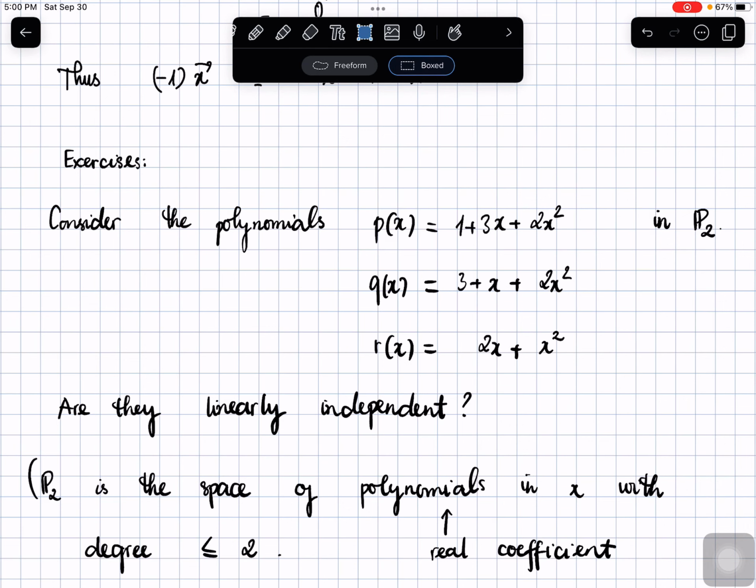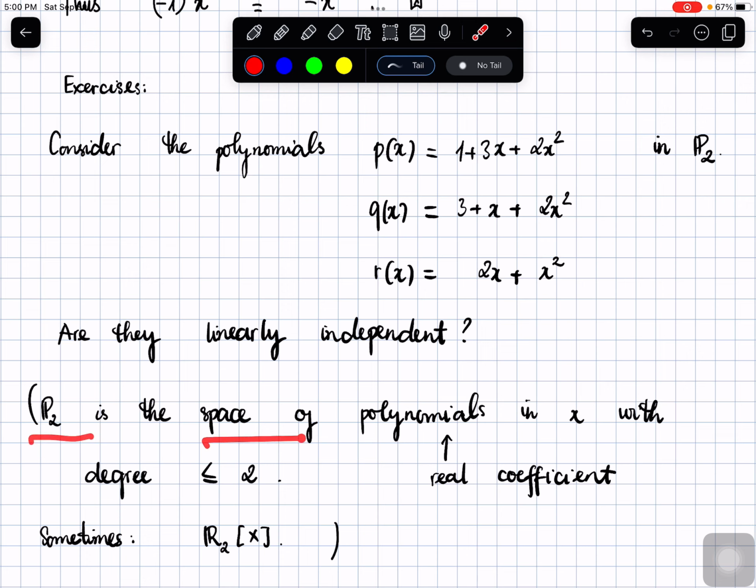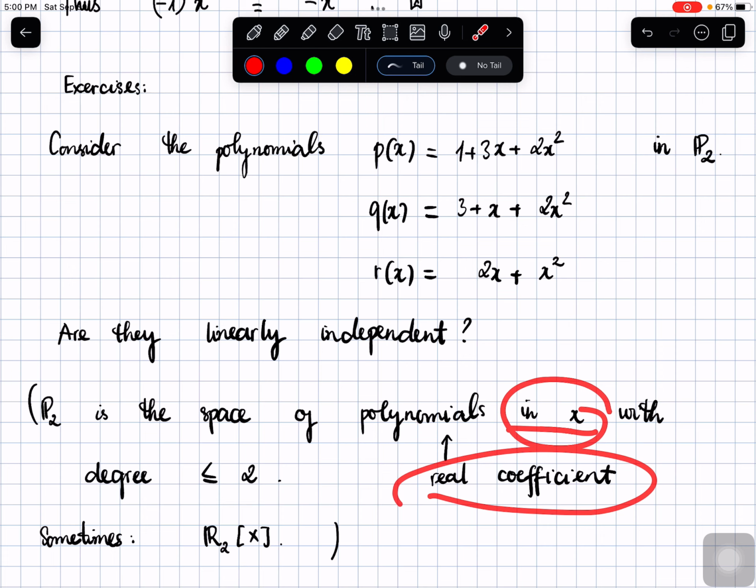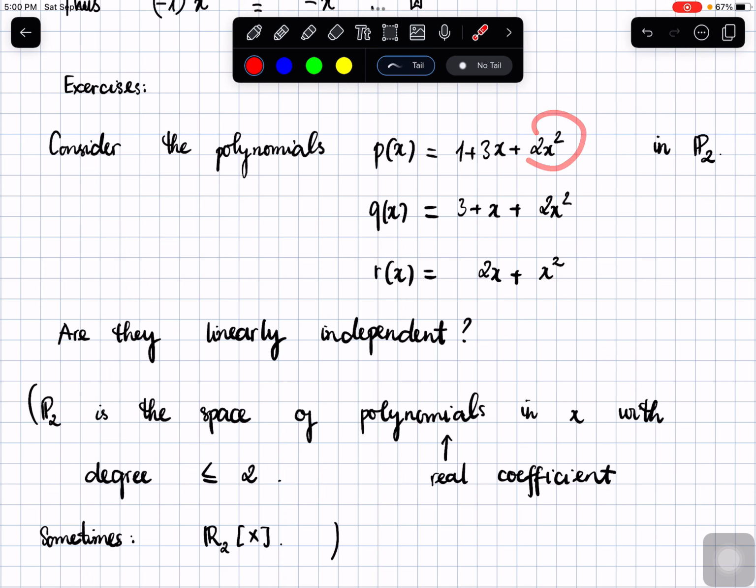Here we have an example. Consider the polynomials p(x), q(x), and r(x) in P2. Recall that P2 is the space of all polynomials with real coefficients in x with degree at most 2. So degree is a maximum term. Here, for example, this is 2, so degree at most 2.